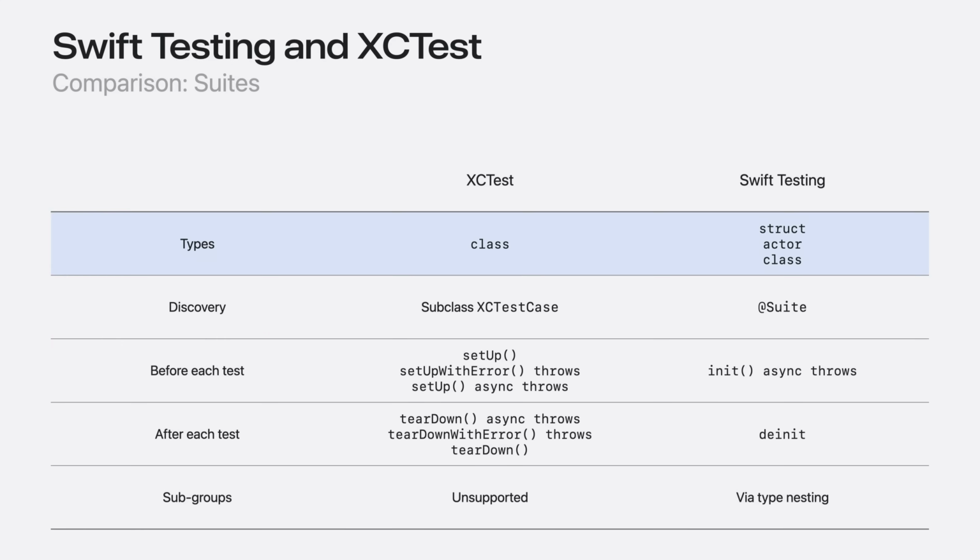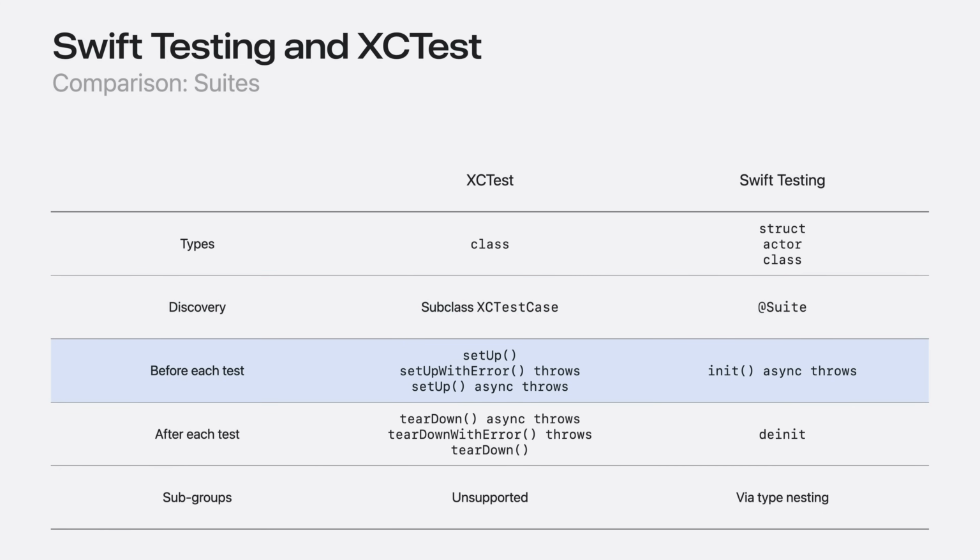When it comes to suite types, XCTest only supports classes, and they must inherit from XCTestCase. In Swift Testing, you can use a struct, actor, or a class, and a struct is encouraged since it uses value semantics and avoids bugs due to unintentional state sharing. Suites may be denoted explicitly by the Suite attribute, although it's implicit for any type which contains test functions or nested suites. It's only required when specifying a display name or other trait.